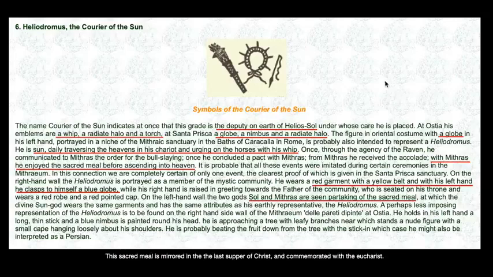The quadriga is a symbol of Heliodromus, the sixth stage in the initiation rites of Mithras. His symbols are the whip, the radiate halo, and the torch, just like the androgynous Statue of Liberty. Also, a globe in the left hand was symbolic of Heliodromus. And Mithras enjoyed a sacred meal before ascending to heaven, and this is mirrored in the Last Supper of Christ and commemorated with the Eucharist.